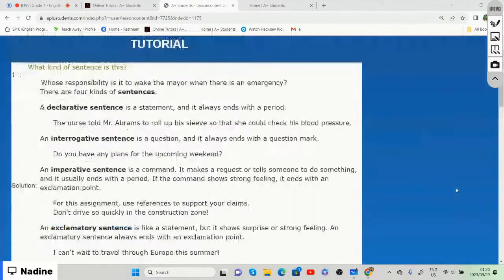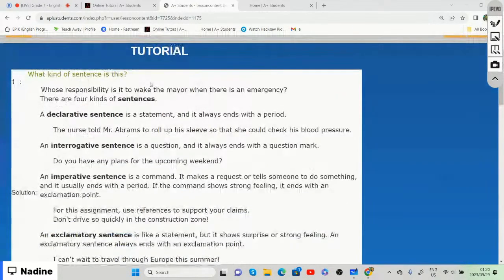All right, so now, what kind of sentence is this? Whose responsibility is it to wake the mayor when there is an emergency? We need to say what kind of sentence this is. Is this a declarative, interrogative, imperative, or exclamatory sentence? So, whose responsibility is it to wake the mayor when there is an emergency?